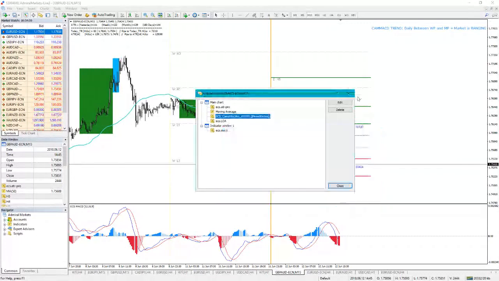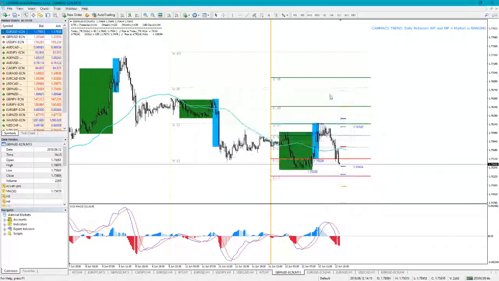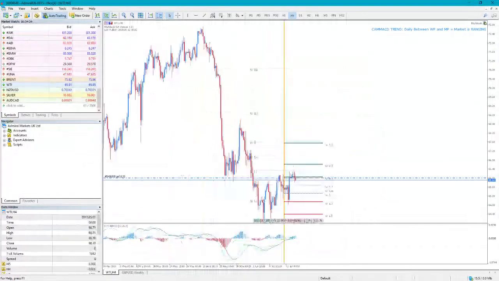The calculation for this indicator is very accurate, and I think, in my opinion at least, that this is the most accurate Camarilla indicator on the market. But I know that there are also a lot of Camarilla indicators on the market. But as I say, for me, this is the most accurate. Also, guys, if you have any questions, feel free to ask me.